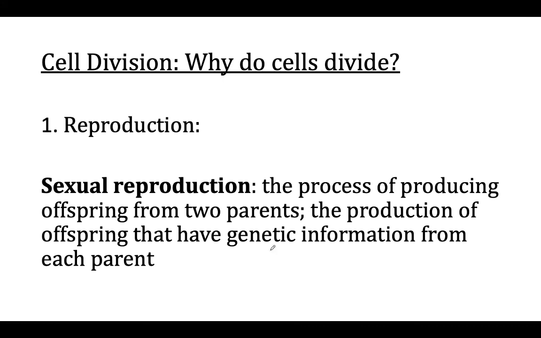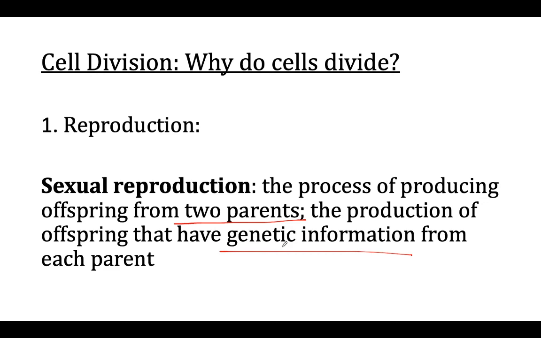So key differences here. In sexual reproduction, you have 2 parents, and the offspring has genetic information from both parents. So it's not going to be identical to either parent, because it's going to be a combination of some of the genetic information from one parent and some from the other parent, right? So it's never going to be identical to either one of the parents, because there's going to be 2 different sources of that genetic material.